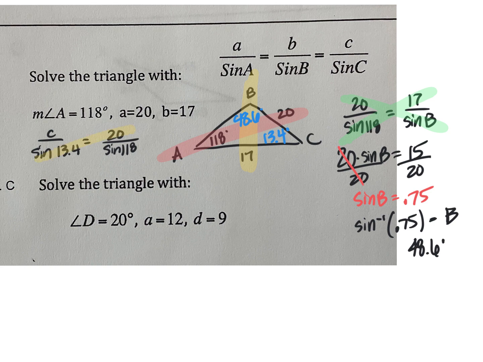We're going to cross multiply. And I'm going to get C times the sine of 118 equals 20 times the sine of, I'm going to do the up arrow, 13.4. 4.6, anybody? Love it. How are we going to get C by itself then? Divide by the sine of 118. Boom. 5.3.